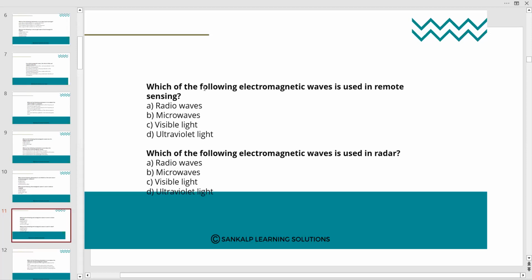So for remote sensing satellites, if they are asking, then it would be visible, infrared, microwaves. But they are asking only remote sensing. So for the remote sensing, we are using IR radiations.